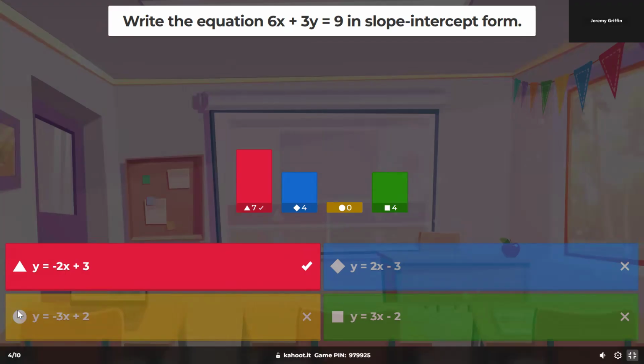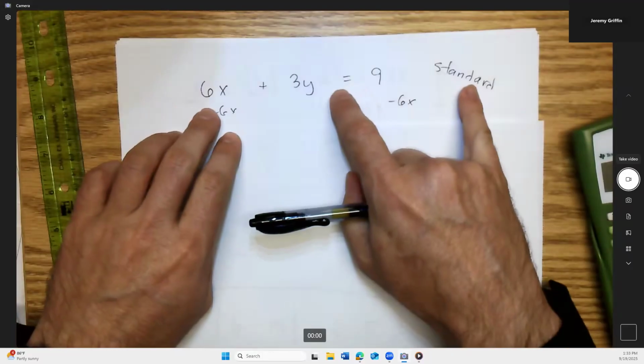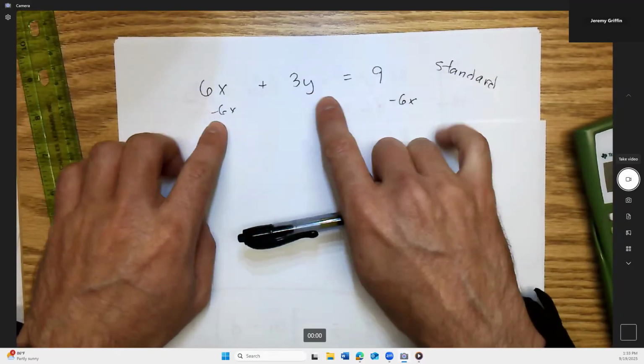All right, get some winners. So I gave you guys this formula, 6x plus 3y equals 9. It's called standard form.